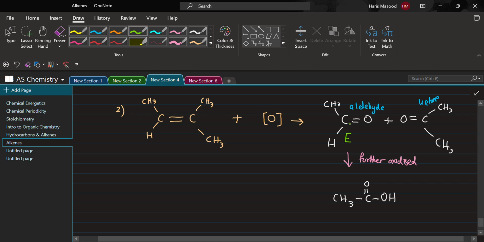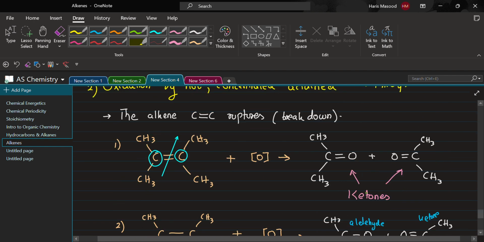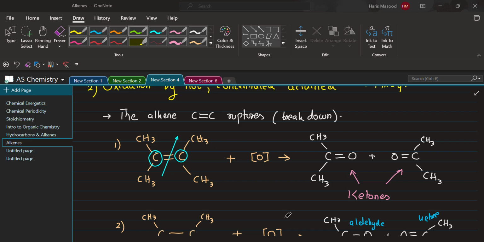So this was two carbons, so how do we name it? Ethanal, and this is ethanone, and then you oxidized it and made ethanoic acid. That is the whole concept of using hot concentrated acidified KMnO4.